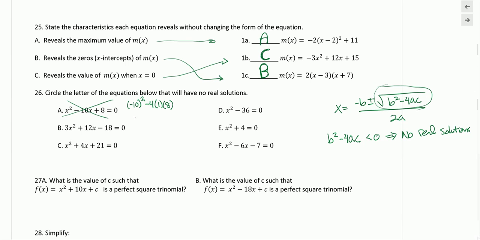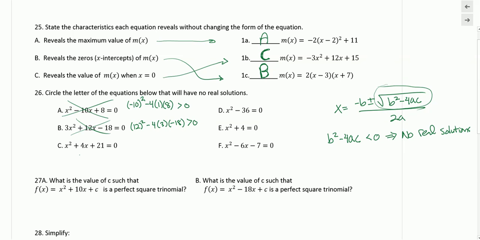Part B, b squared minus 4ac. So 12 squared is 144. And then notice we're going to have a double negative, so everything's going to be positive. So this is going to be greater than 0 as well. And so we're not going to take a square root of a negative when we plug this into the quadratic formula.